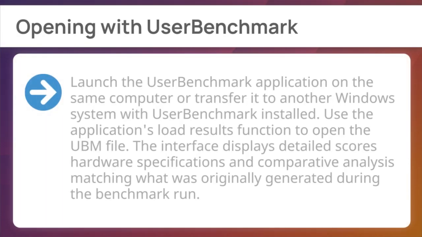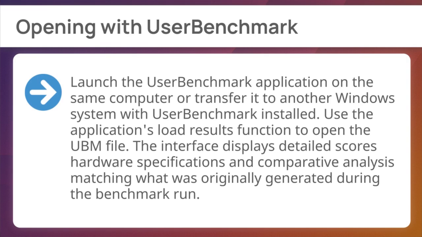First, opening with UserBenchmark. Launch the UserBenchmark application on the same computer or transfer it to another Windows system with UserBenchmark installed. Use the application's load results function to open the UBM file. The interface displays detailed scores, hardware specifications, and comparative analysis, matching what was originally generated during the benchmark run.